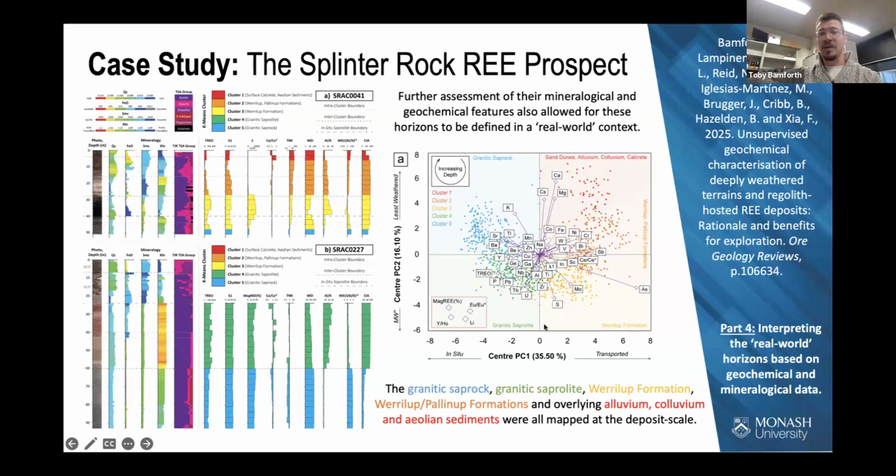So that's what you're looking at on the y-axis here, your extent of weathering, whereby your granitic saprock is not as weathered as your saprolite, and your youngest sediments on the top are probably not as weathered as the sediments beneath them, because they haven't had the time to be weathered, they haven't had the time to be eroded.